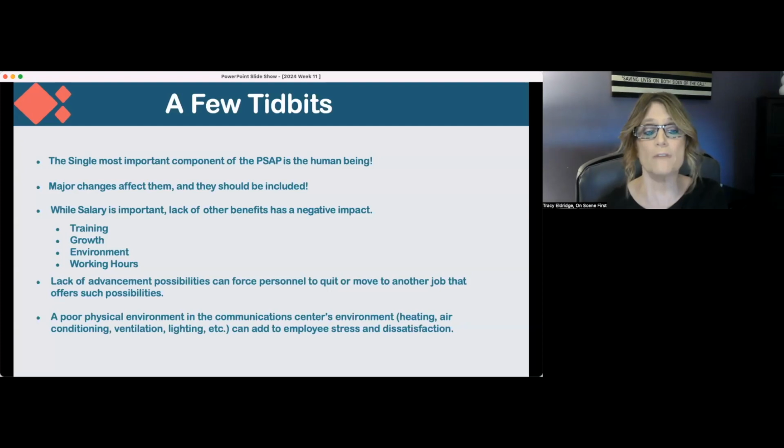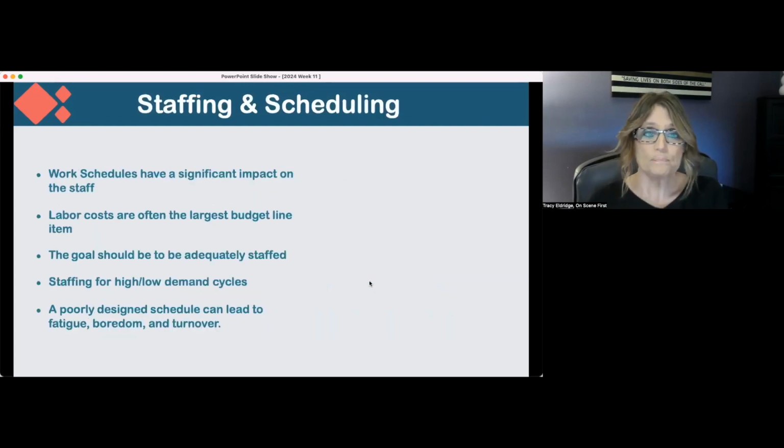A poor physical environment in the communication center, such as heating, air conditioning, ventilation, lighting, etc., can also add to the employee's stress and dissatisfaction. And we did go over that piece of it a little more in depth last week when we went over the health and safety things, but it is noted here also on the employee side of the management materials.